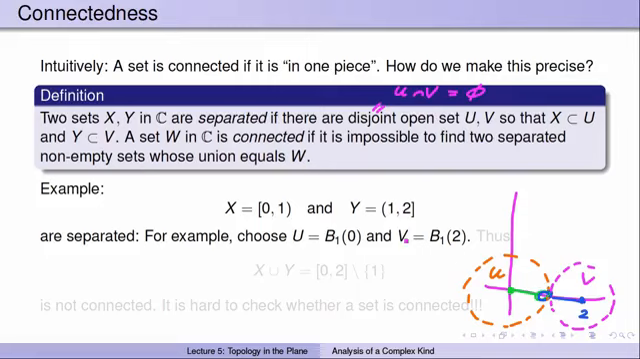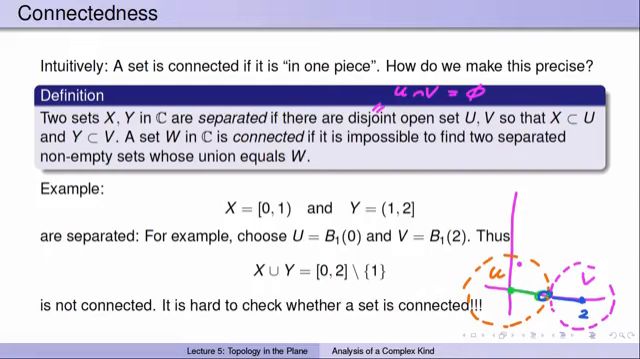So if I cannot find such a way of separating my set, then it's connected. So in particular, in this example, x union y, which is really the interval from 0 to 2, but we're missing the point 1, is not connected because I can separate it. So it seems to be easier to check whether a set is not connected, but it is hard to check whether a set is connected.